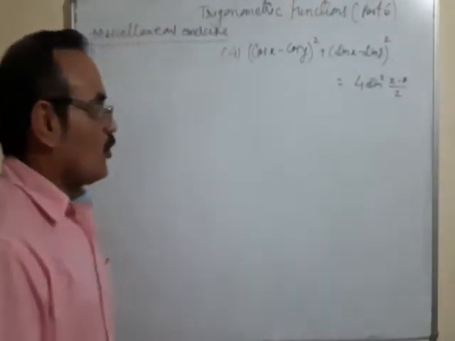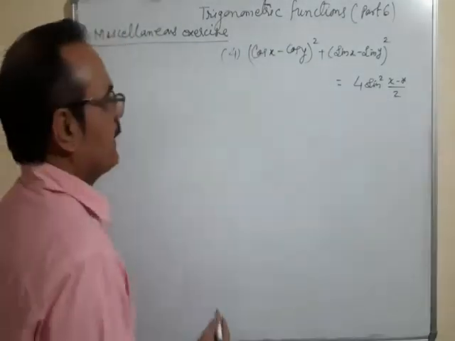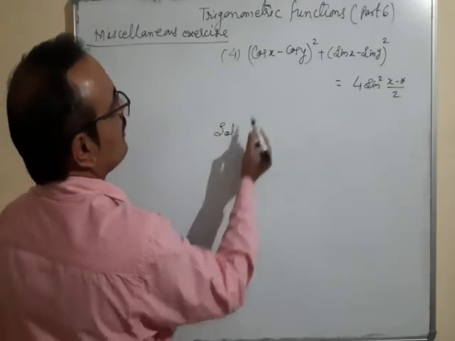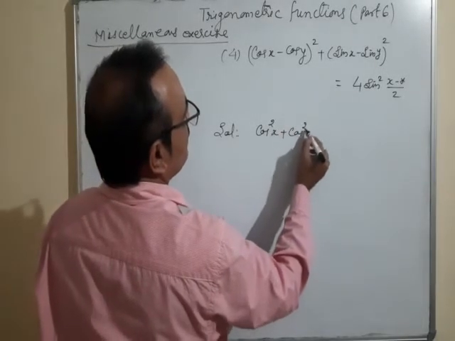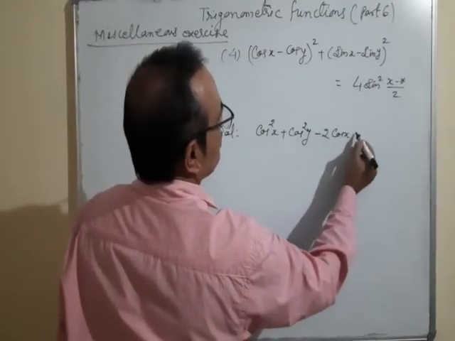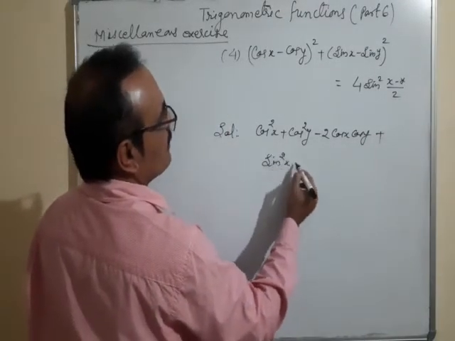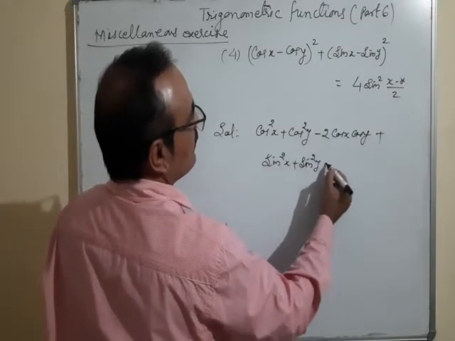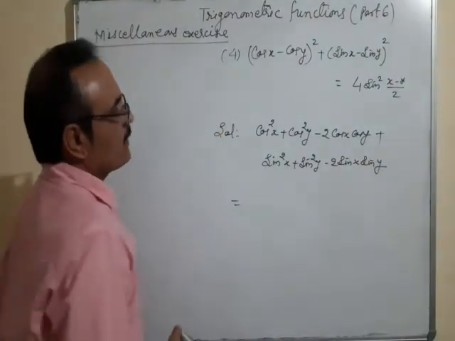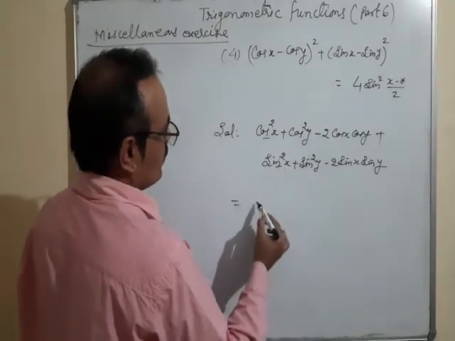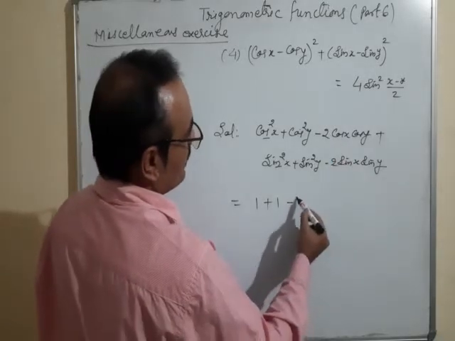Okay. I hope you have understood how to solve it. (a minus b) whole square, so open the bracket. Cos square x plus cos square y minus 2 cos x cos y plus sin square x plus sin square y minus 2 sin x sin y. Is it okay? Cos square x plus sin square x is 1, plus sin square y plus cos square y is 1. And from here I will take minus 2 common.